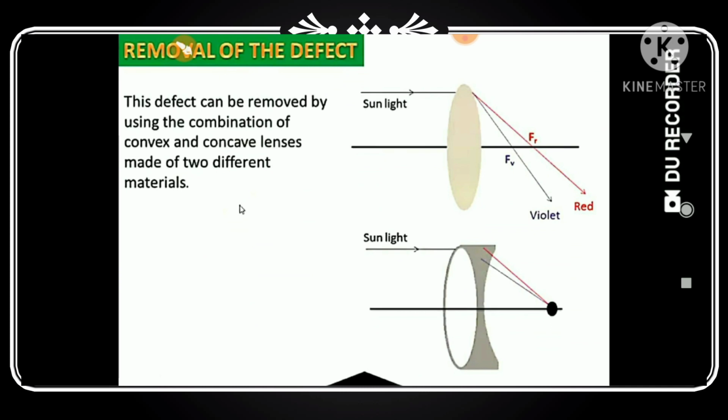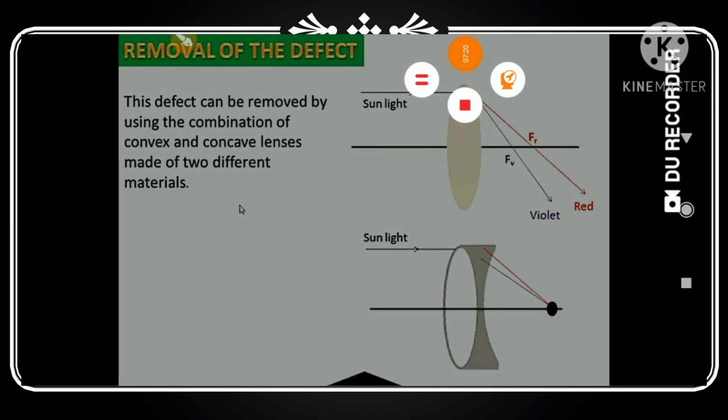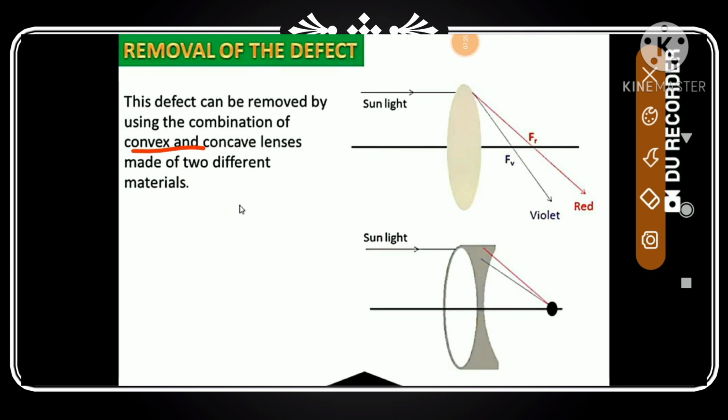Next one, removal of the defect. Removal of chromatic aberration. This defect can be removed by using a combination of convex lens and concave lenses made of two different materials. See, the first one is when the white ray is passing through the lens, we get the images at different focuses.